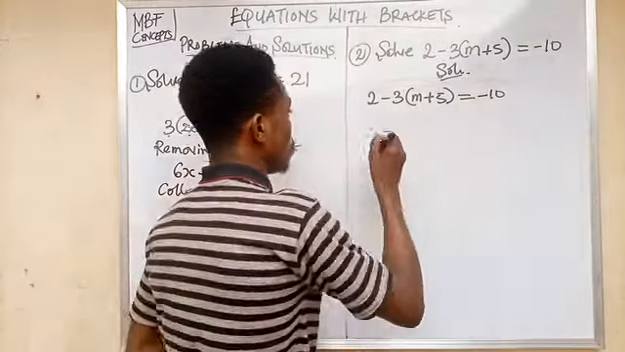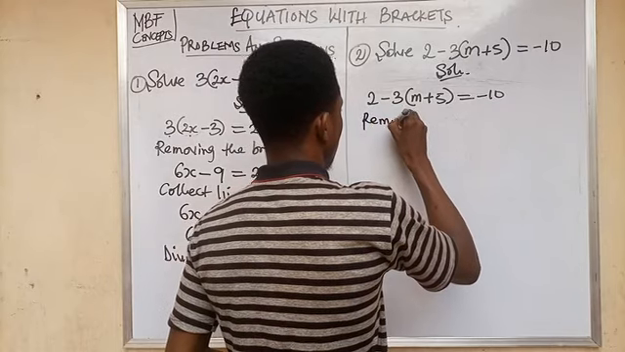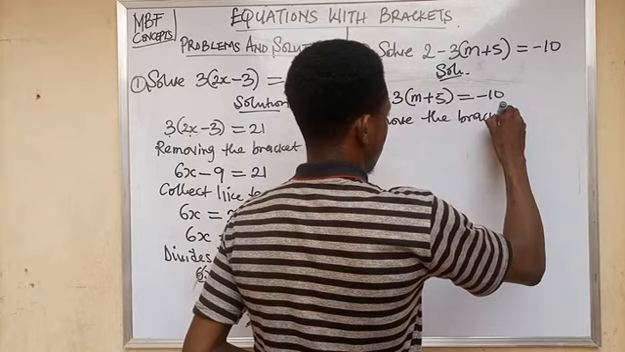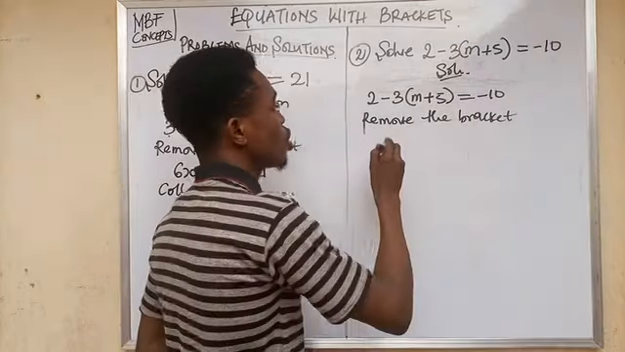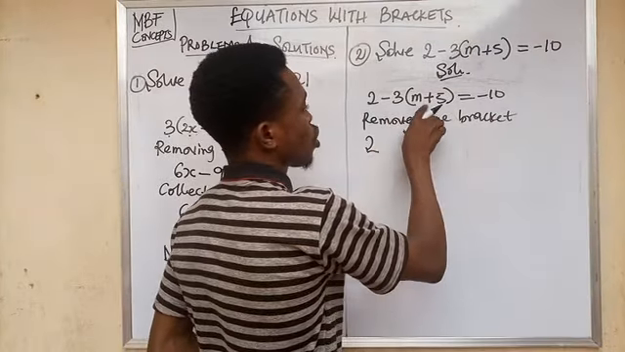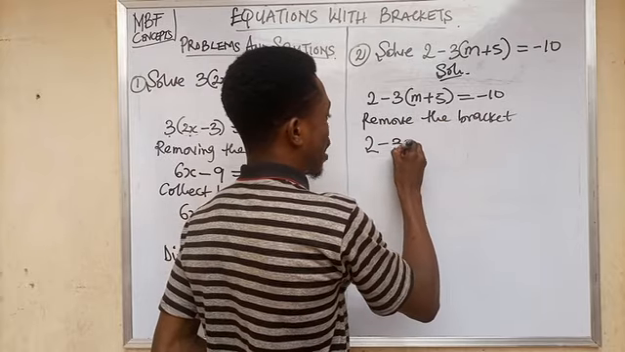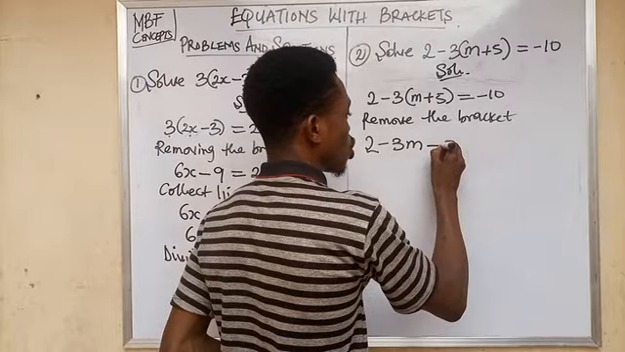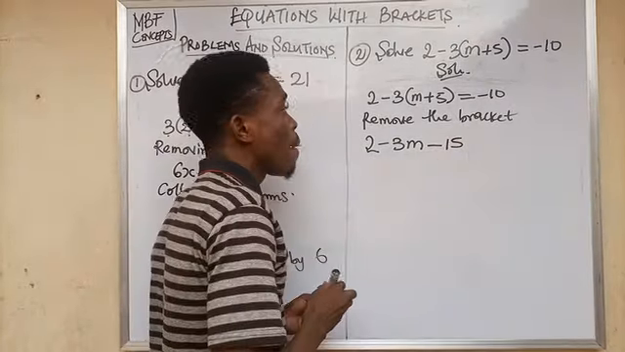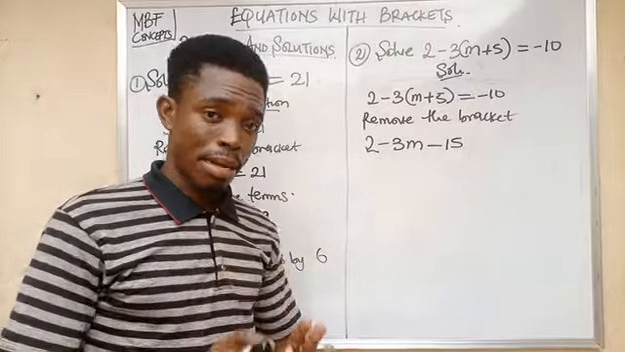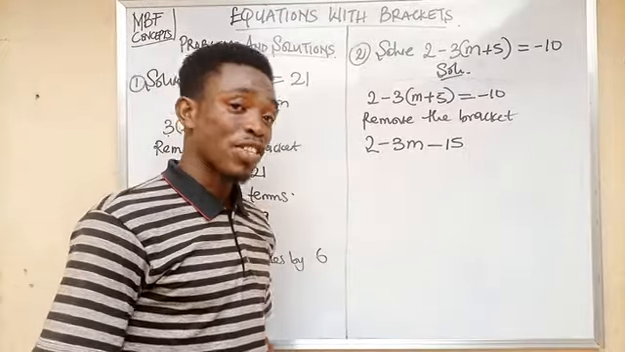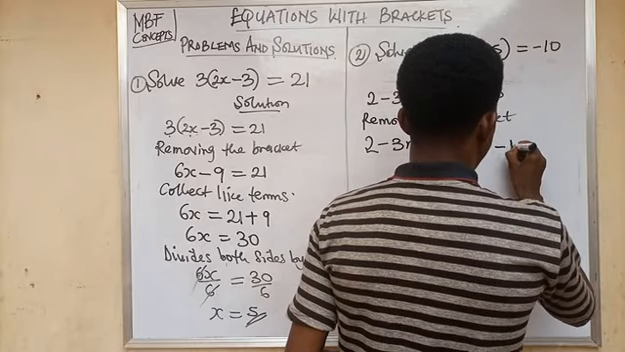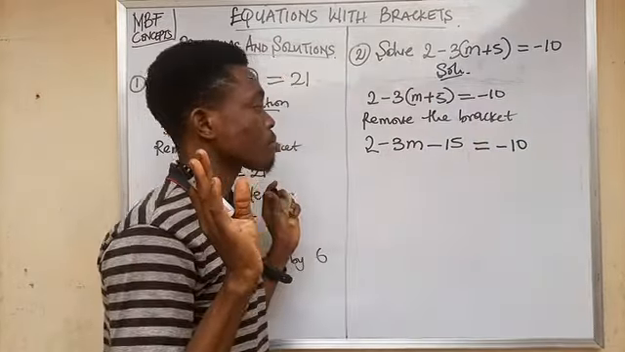So we simply say remove the brackets. Still one bracket. So we put down 2. Now, minus 3 times m, guys, we are going to have minus 3m. Minus 3 times plus 5, guys, we are going to have minus 15. Don't forget, minus times plus is minus. And plus times minus is also minus. Then it's equal to what? Minus 10. Guys, it's as simple as this.